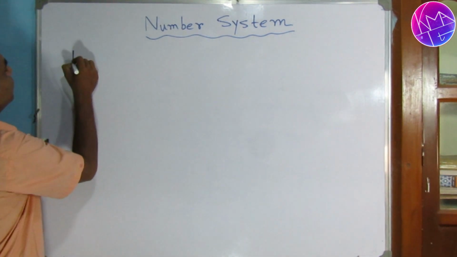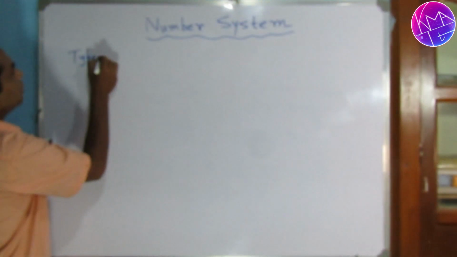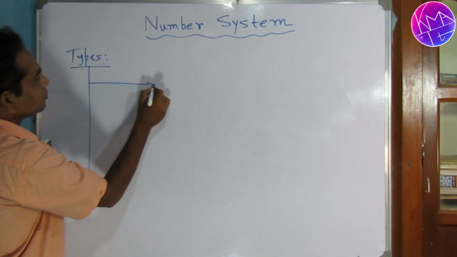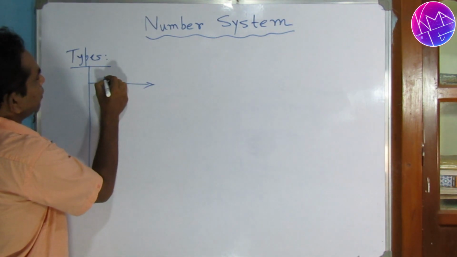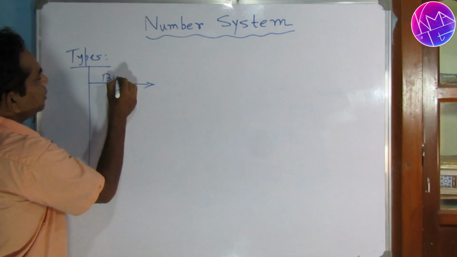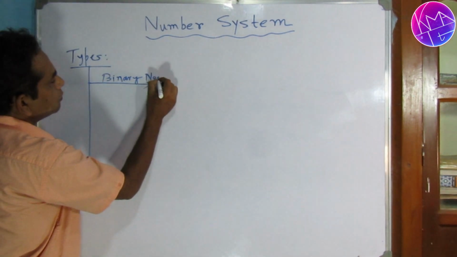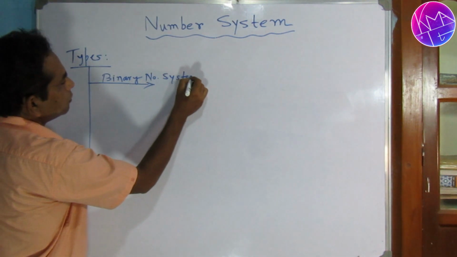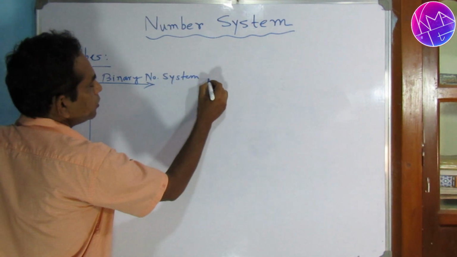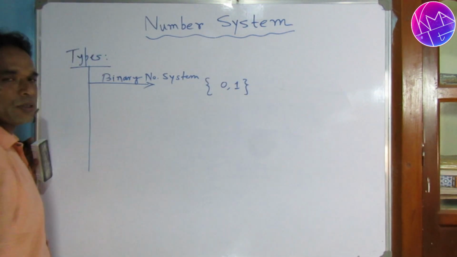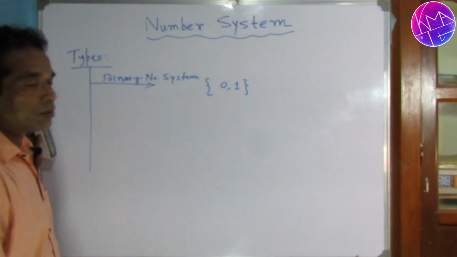Types. So we can have, first of all, binary number system, which belongs to 0 and 1. These two notations, these two symbols.